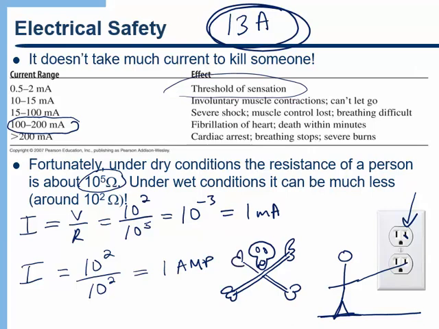Okay, so that's why we have to be really careful about electricity under moist conditions. And I'll show you how it is that the wiring in our homes helps protect us in those areas that can be more dangerous because of wet conditions.